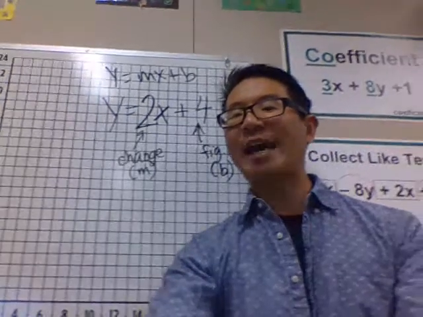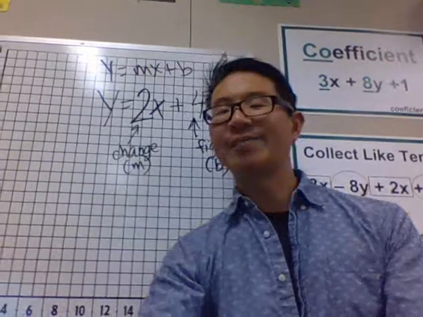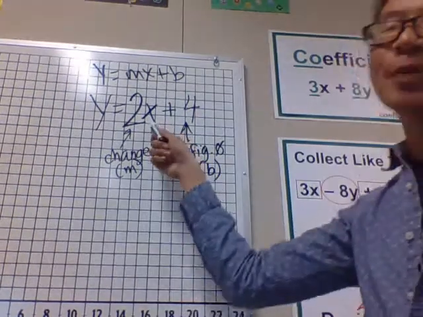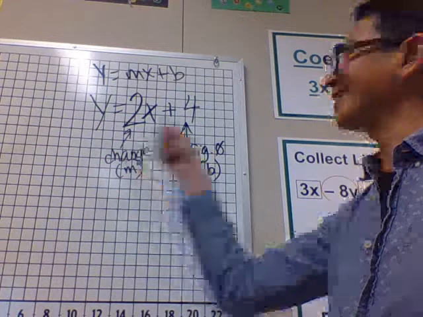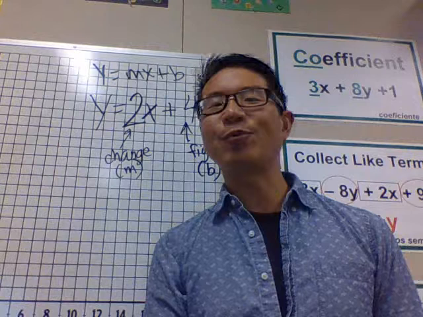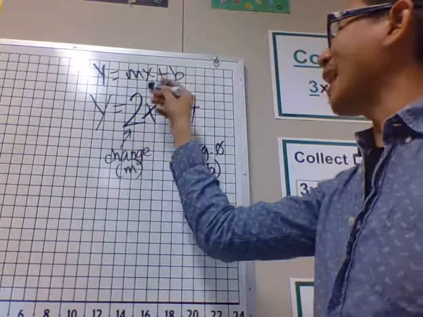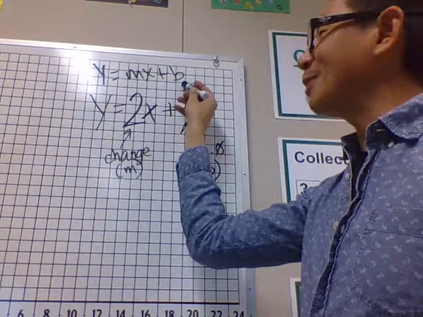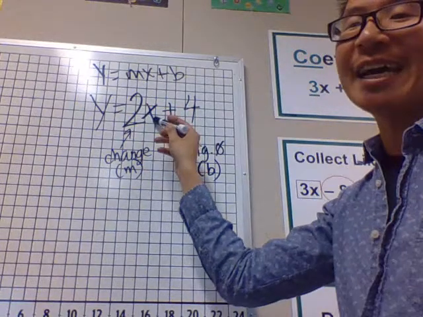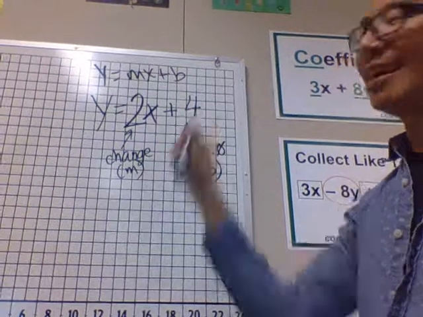I'm trying to not block the view, but today's lesson is going to be on how to graph a linear equation when you know what the linear equation is. So, as you can see, that's the linear equation. When you see a linear equation, it will be in the form of y equals mx plus b, which means y is going to equal some number times x plus another number.